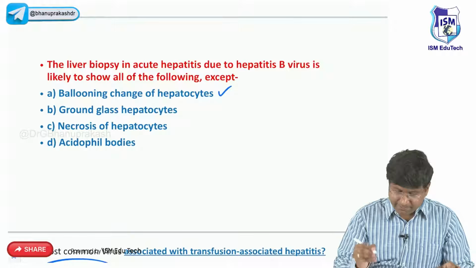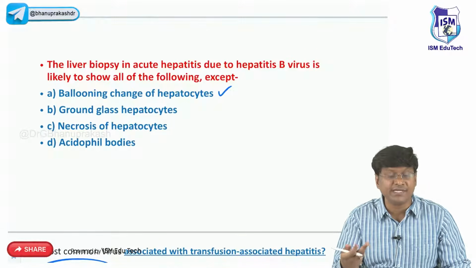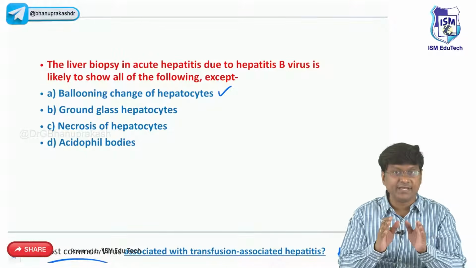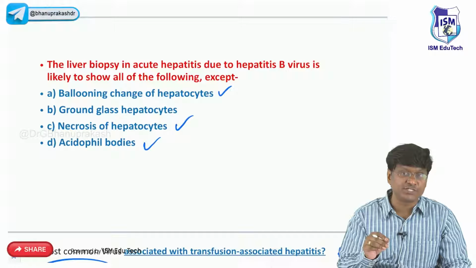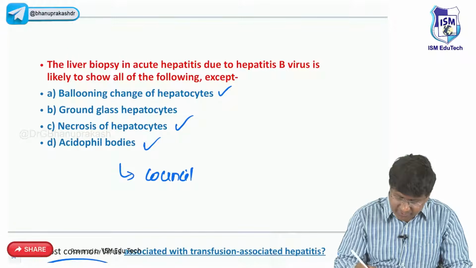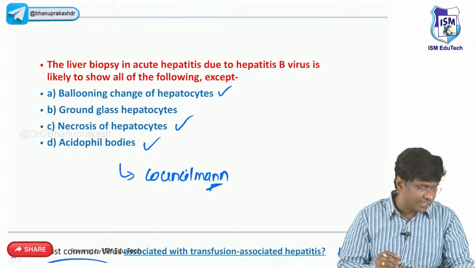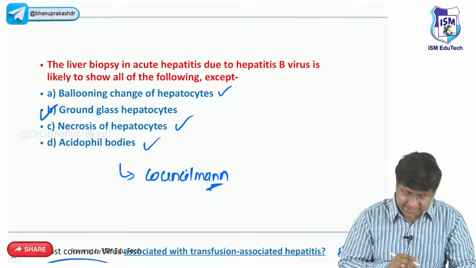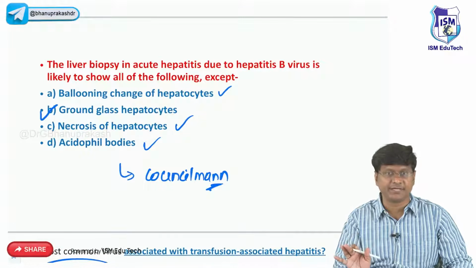Now, ballooning change of hepatocytes will definitely be there. That is nothing but your ballooning degeneration. Then, coming to cytolysis, there will be necrosis of the hepatocytes, and there will be presence of acidophilic bodies, which are called the Councilman bodies, right? So these Councilman bodies are also seen, but the one which is not seen is the ground glass hepatocytes, which will not be there in patients with acute hepatitis, right?